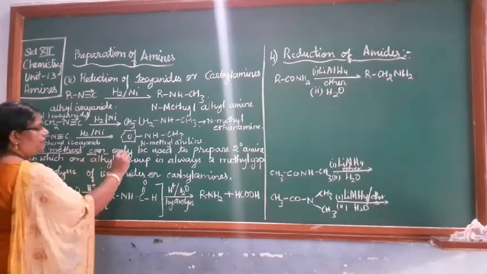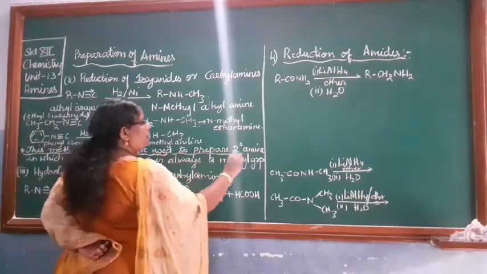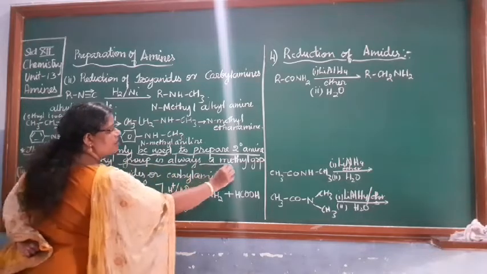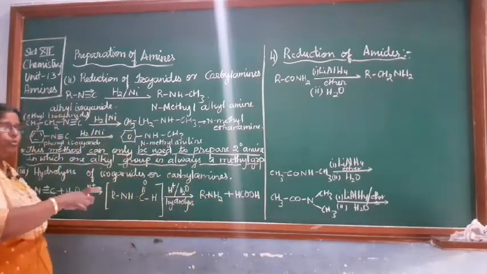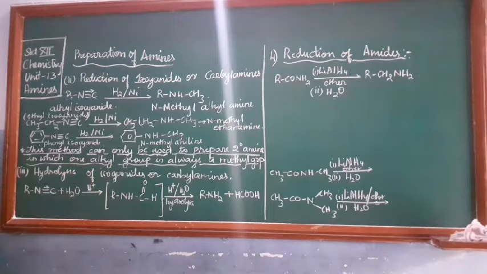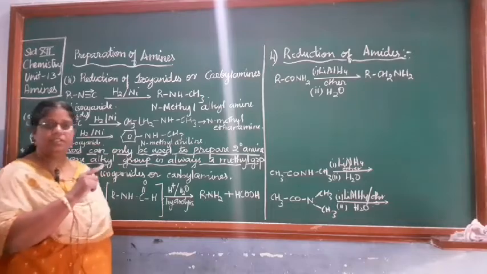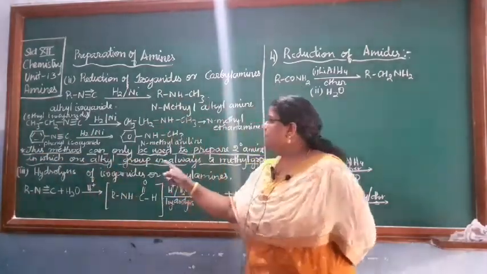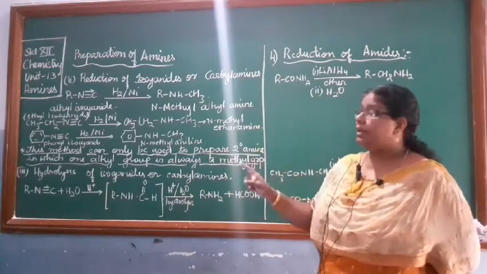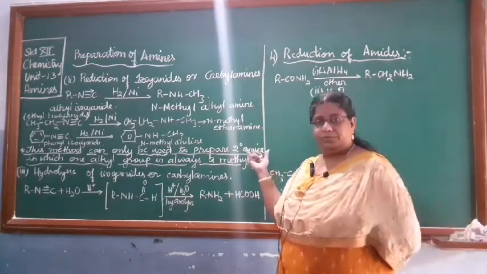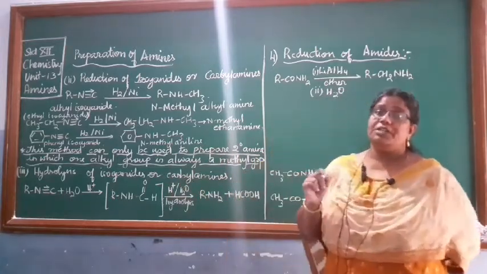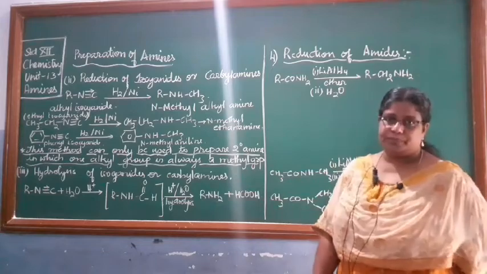Okay. So all these things can come as conceptual questions, and in assertion-reason type of questions. It can be asked, what is the limitation of this reduction of carbylamine? It is that this method can only be used for preparation of secondary amine, in which one of the alkyl groups will always be a methyl group.